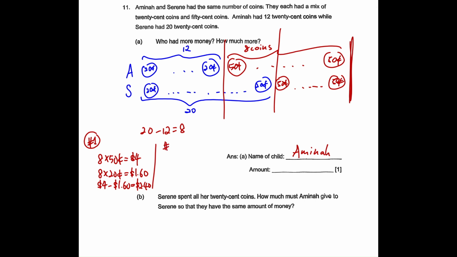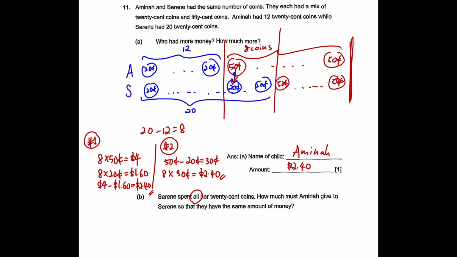Another way to do it would be to find the difference between each coin. The difference, which is 50 cents minus 20 cents, will give you 30 cents. And we know that there are 8 coins, so each of them is 30 cents more, the 8 of them. So 8 times 30 cents will give you $2.40. The answer is the same, it's one step shorter. So up to your preference, the final answer should be the same.